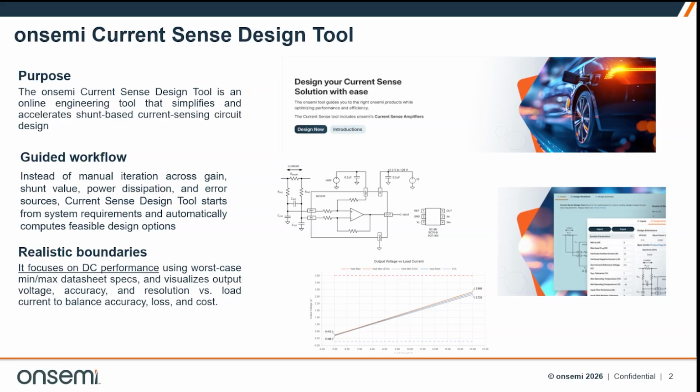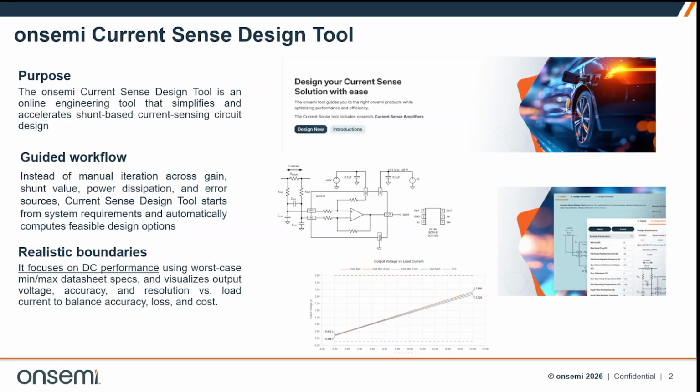And over the last few years, we've had a lot of customers asking us for help with accuracy calculations. Because of all of that feedback, we have developed our current sense design tool, which is an online tool that simplifies and speeds up the design of shunt-based current sensing circuits. As you will shortly see in this tutorial, this tool brings all of these steps into a guided workflow.